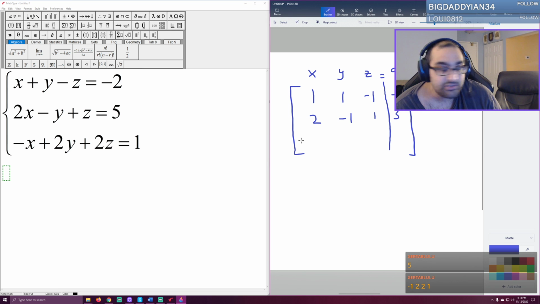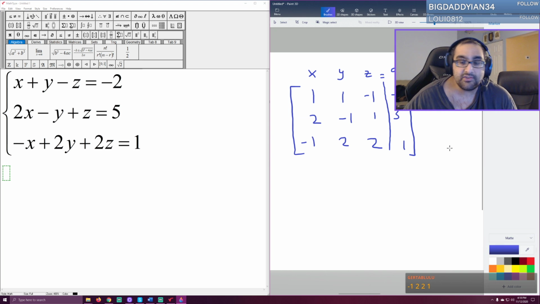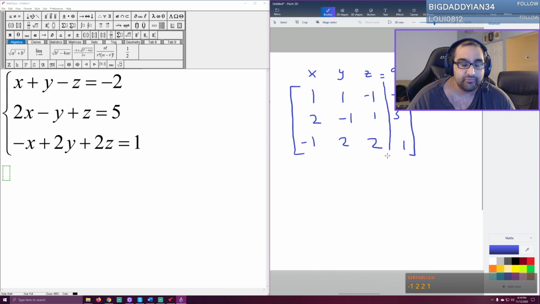Okay, minus 2, minus 1, sorry, minus 1, 2, 2, and 1. Perfect. Nice job, Gerda. That's correct. All right, so let's see what we have in front of us here. This is, in effect, our matrix that we're going to be able to enter into our calculator once we need to set this up and solve for x, y, and z appropriately.